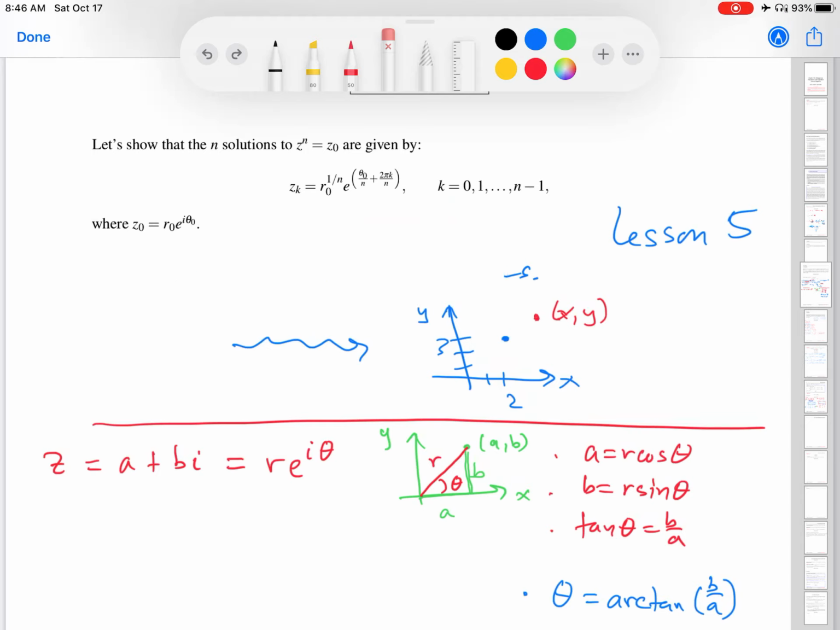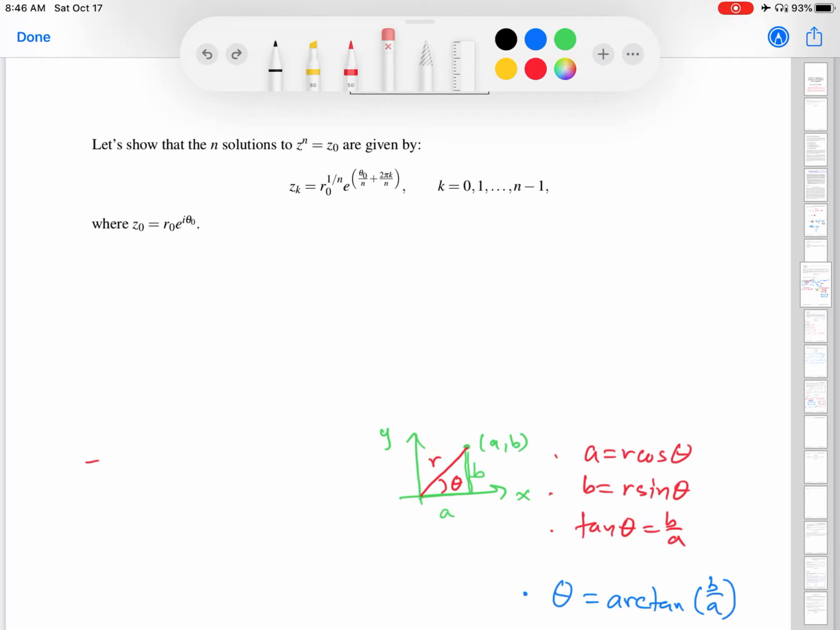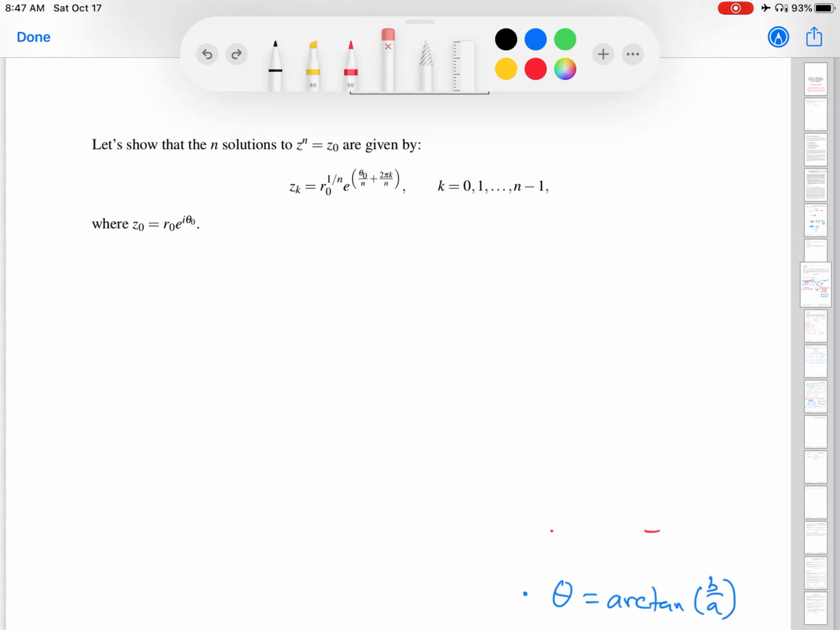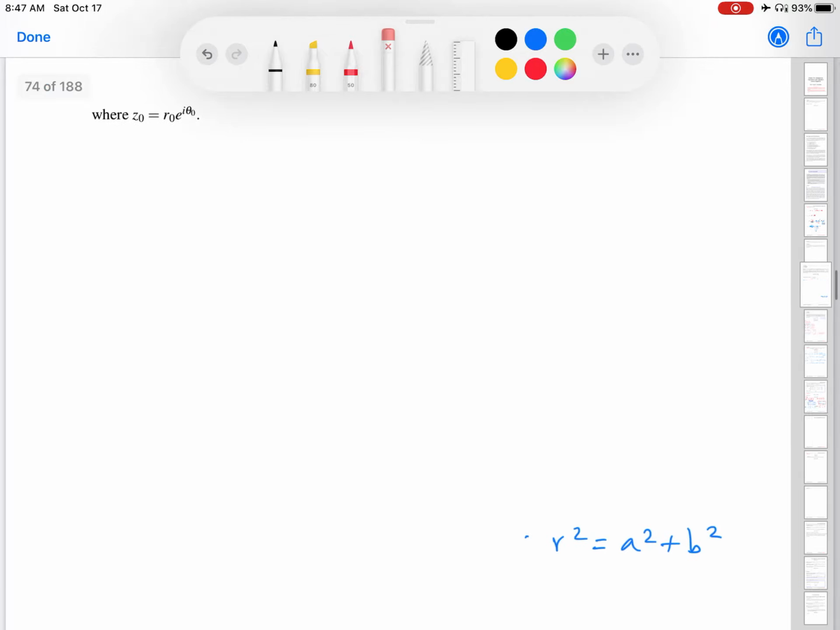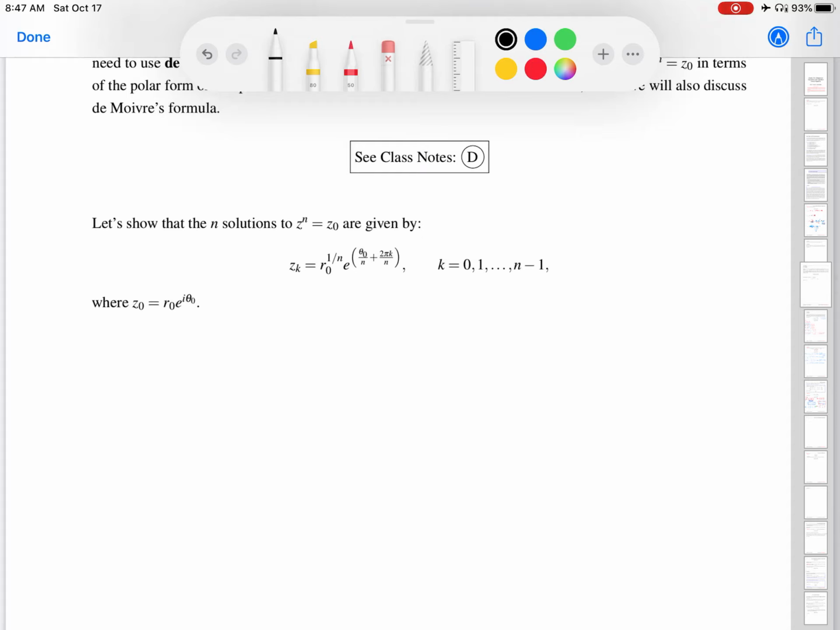We want to talk about de Moivre's formula. Now that we can visualize complex numbers, we can understand them as points in the plane, but also in this polar form. De Moivre's formula is going to be next. It helps us to find solutions to the complex equation z to the n equals z sub 0. So let's go back up here. This is what we're going to do now, and we will derive this formula.